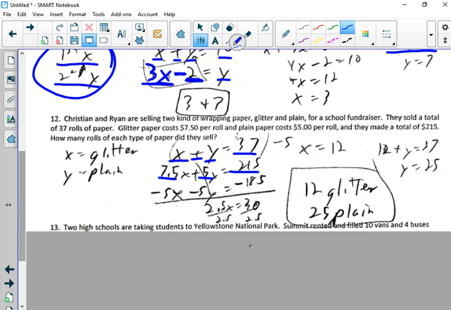Well, as I said before, you can choose to cancel the 5 or the 7.5. I find it easier to cancel the smaller number, so I multiply the entire first line by negative 5. Which gave me negative 5x, negative 5y, and 37 times negative 5 is negative 185. When I combine them, the y's drop off, giving me 2.5x equals 30. When you divide by 2.5, you get 12. That means there's 12 rolls of glitter. All you have to do is pop the 12 back in here and find out that there were 25 rolls of plain. There was more plain, it was cheaper.